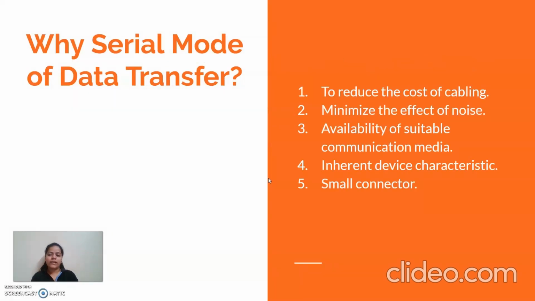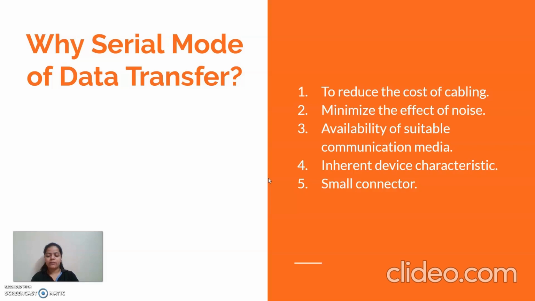Why serial mode of data transfer? First of all, to reduce the cost of cabling. We have to use a cable to connect the input-output device to the computer, and the cost per cable will be more if we use parallel lines. On the other hand, if we use a serial line, we require only a pair of lines and a common ground line. Second, to minimize the effect of noise.